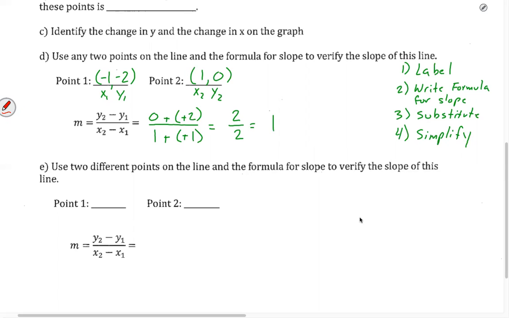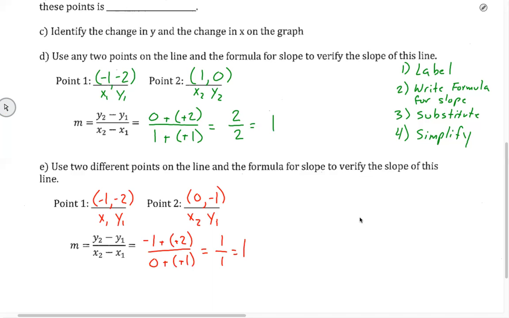Now it says to use 2 different points on the line and write it. So this was the difference that I was doing in counting that staircase and counting my slope on the graph. So let's use the point (-1, -2). Then the next one was (0, -1). Again, following those steps, I'm going to label, and now I'm going to write my formula. Well, it's written for me. So let's go to substitute. So I'm going to do -1 minus -2 over 0 minus -1. Now I need to simplify. The two negatives become a positive: -1 plus 2 is 1. And again, I have two negatives, so I'm going to make it a positive. So that is also 1, and 1 over 1 is 1. So you can see that those points are on the same line.